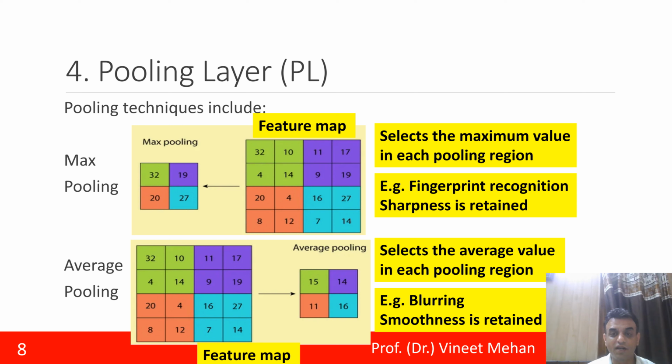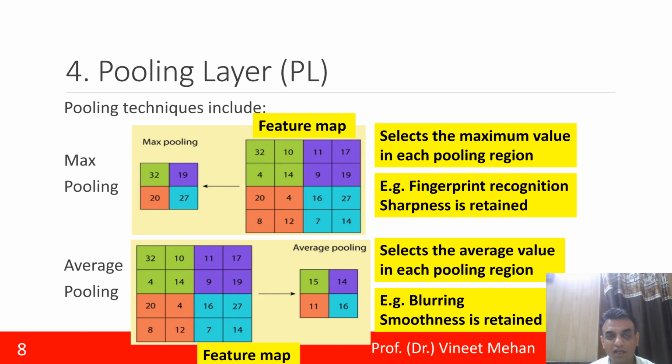Such kinds of operations are used where we require smoothness, like blurring of images. You want a certain portion to get blurred. What is blur? Edges are reduced. So when the edges are reduced, there will be smoothness. So such operations are useful in average pooling where we require smoothness. So the example is blurring.